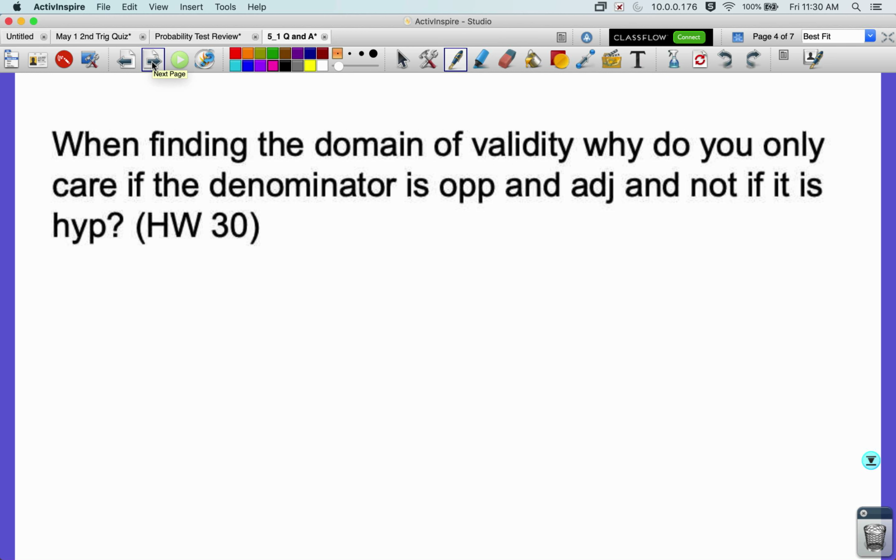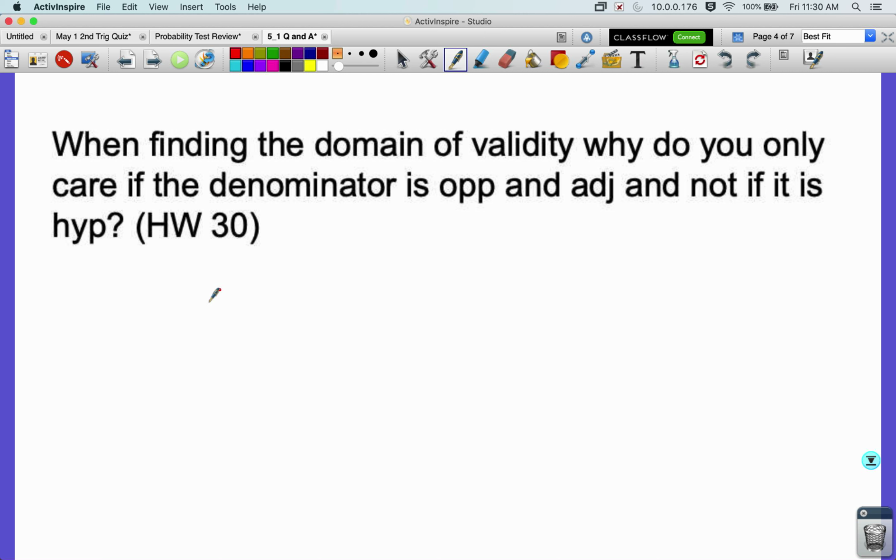All right, this next question was actually submitted via email. I answered that email, but I figured it'd be good for everybody to hear this question. So when finding the domain of validity, why do you only care if the denominator is opposite and adjacent and not if it's hypotenuse? So this is a question pertaining to trig verification problems.